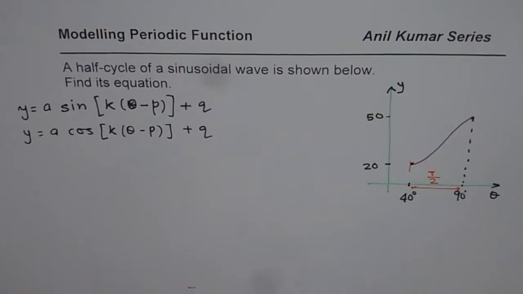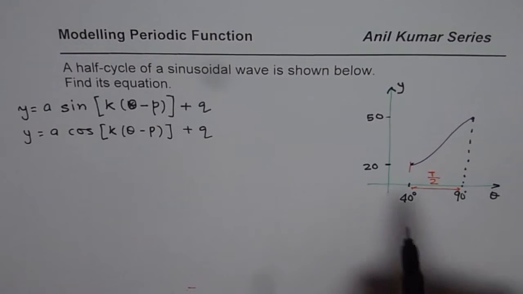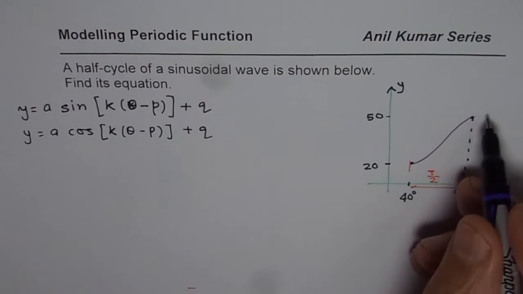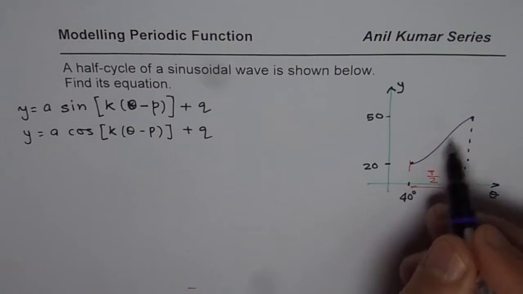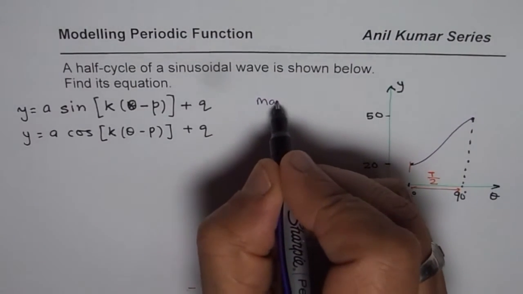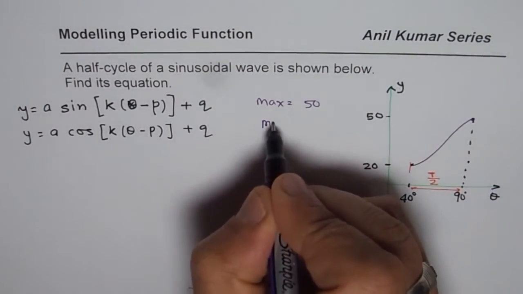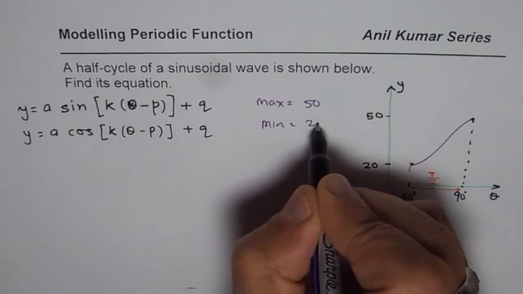So at this stage, you can actually pause the video, answer the question, and then look into my suggestion. Okay, here is how we are going to do it. Whenever you have a graph, list what is known to you from the graph. So we have the maximum value. Maximum is 50 for us. Minimum is 20 for us.